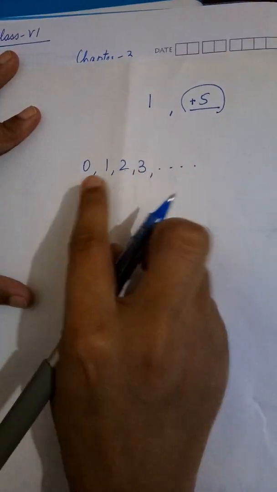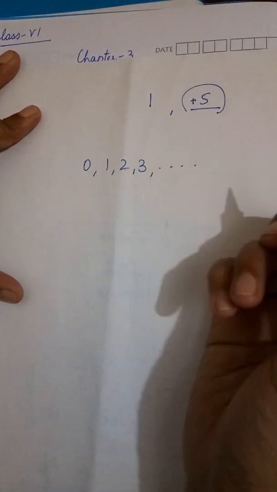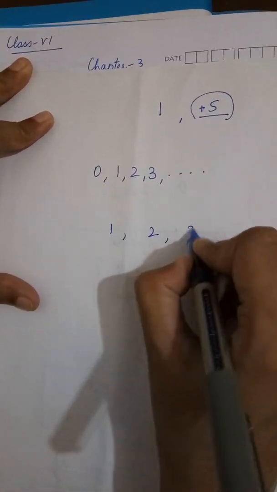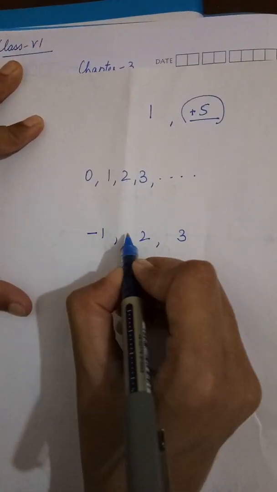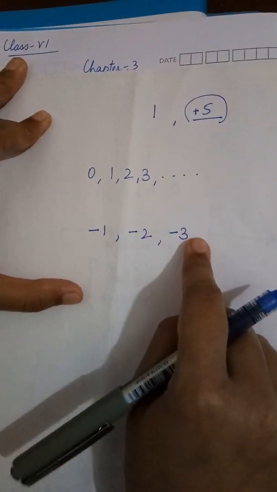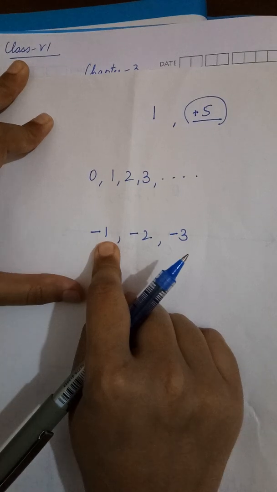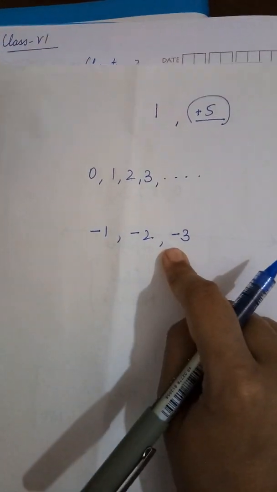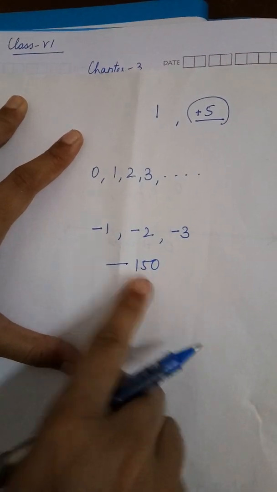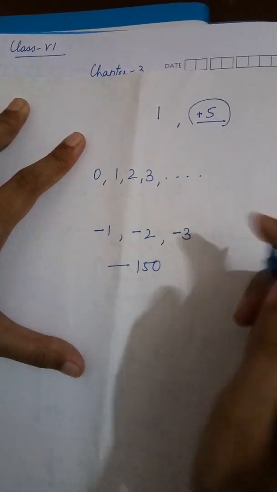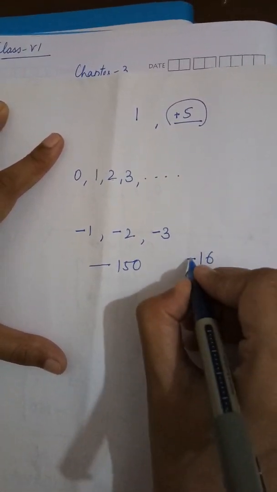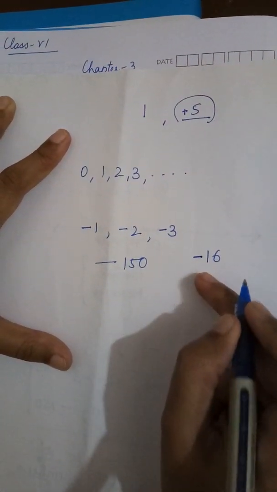Fine. Now I am going to talk about the negative terms. I am going to take these terms 1, 2, 3 and place a minus sign with them. All the numbers which have a minus sign along with them are called the negative numbers. I am taking minus 150. This is a negative number because it has a minus sign along with it. I am taking minus 16, and this minus 16 is a negative term.